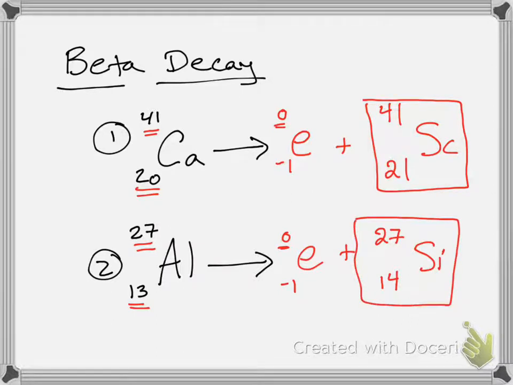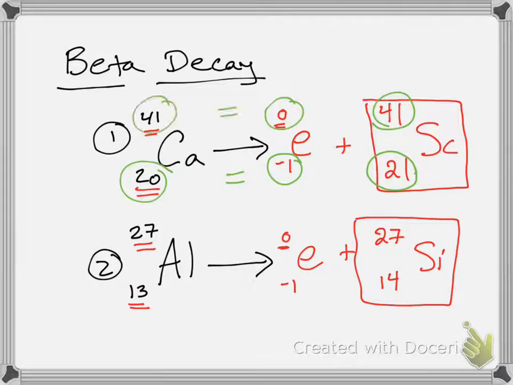Now, if you're feeling a bit confused, you should check your work. This number plus this number should equal this number. So 21 minus 1 is equal to 20. 41 plus 0 is equal to 41. 14 minus 1 is equal to 13. Everything is correct.